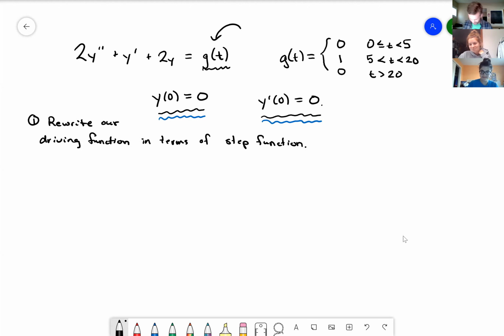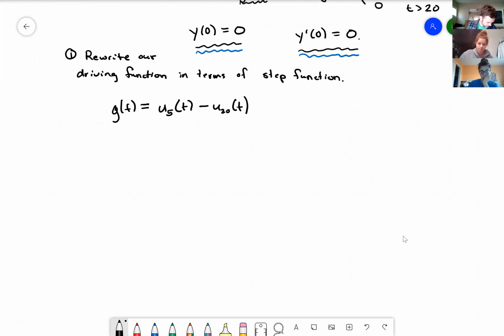Okay, so I have that this is off until time t, so it will start off as 0 and then it'll go up to 1. So that will be at time t equal to 5, so u5 of t. And then it'll go down by 1 at 20, so u20 of t. Okay.